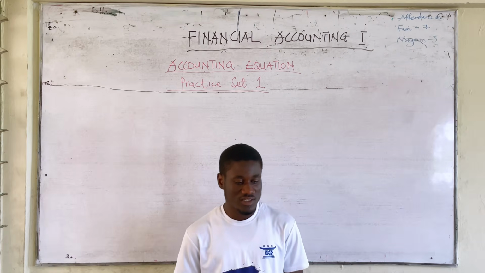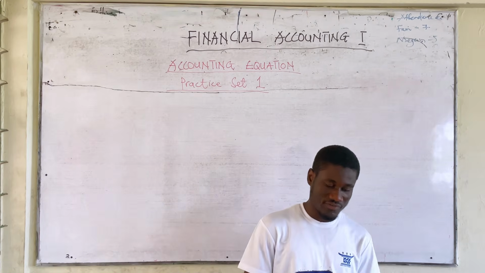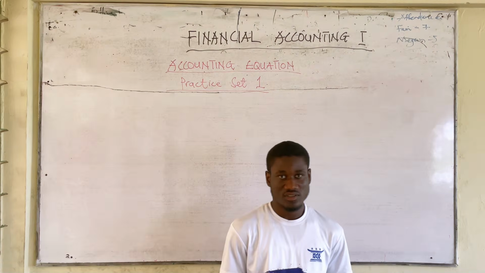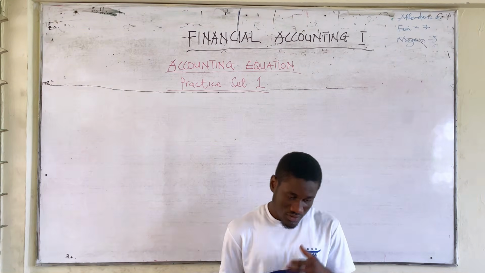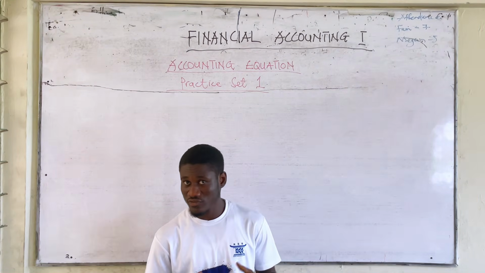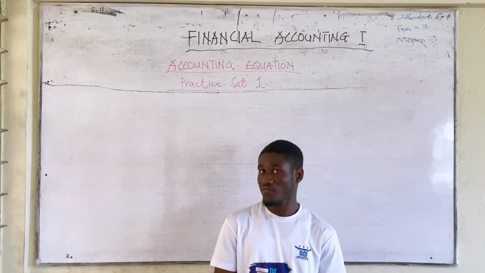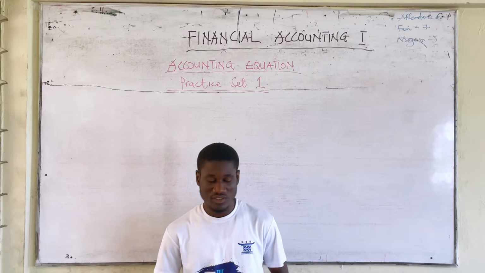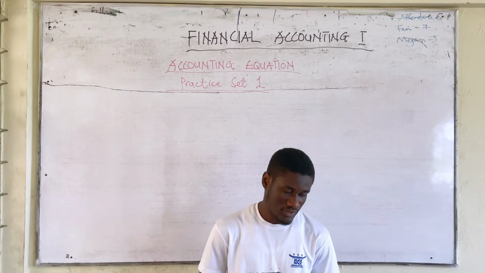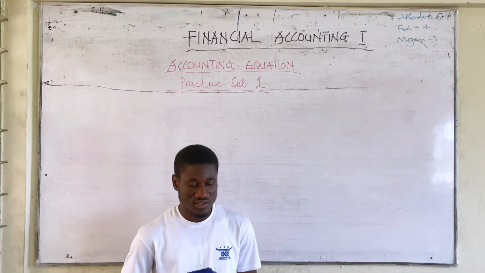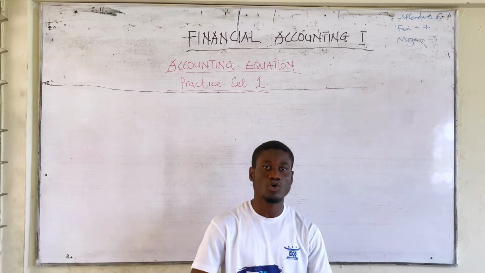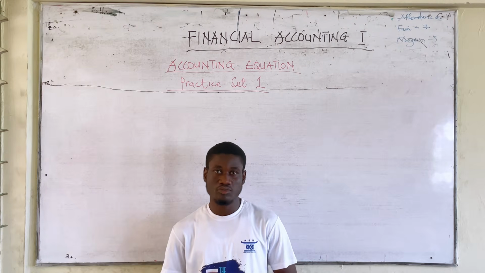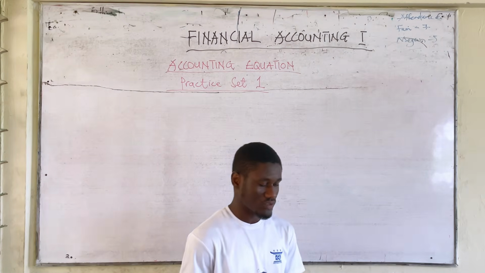It says we should show how each of the following transactions can affect the accounting equation, the statement of financial position. Because you know that the statement of financial position consists of our accounting equation, which is the assets, capital or equity plus liabilities. You get it. Good. So the question is trying to tell us that we should show how each of these transactions will affect the financial position or the accounting equation.